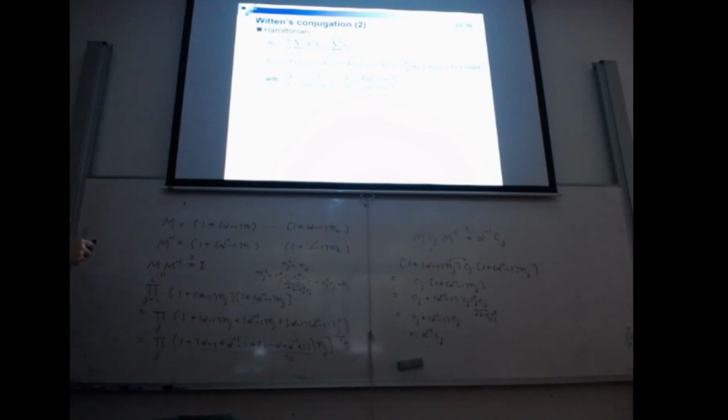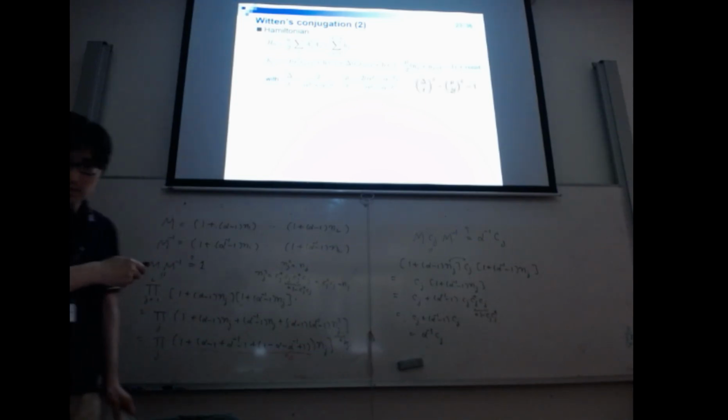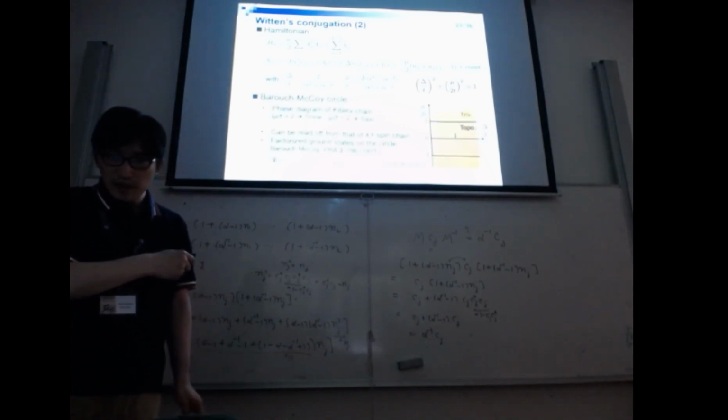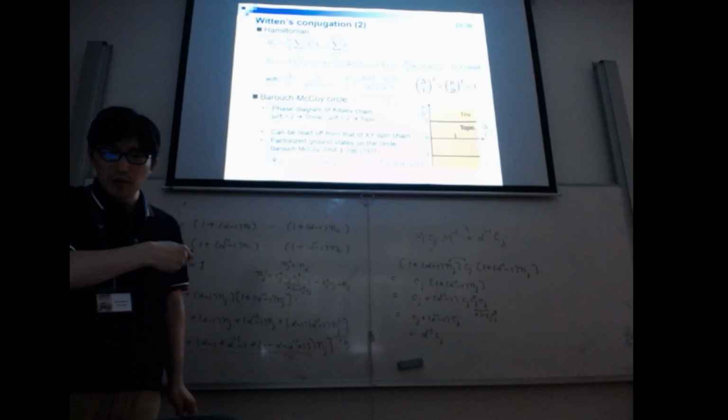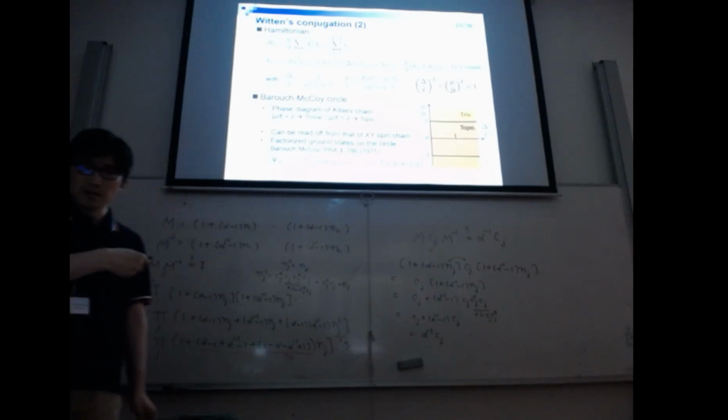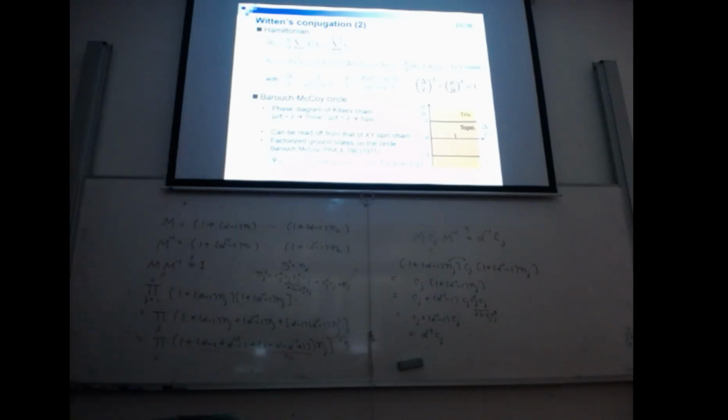And actually, there is a constraint here. So the delta over T and mu over T are written like this. We only have one parameter, alpha, so there must be some constraint, and they satisfy this relation. And actually, it turns out that this condition is exactly the same as the Barouch-McCoy circle discussed in the context of spin models. And you can actually read off the phase diagram of the Kitaev chain from that of the XY spin chain.